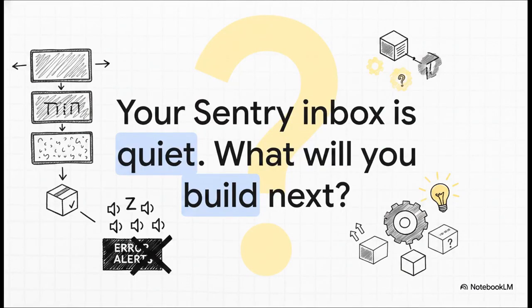So there you have it, 3 layers. Each one catches what the previous one missed. You ship that, and your error alerts, they finally go quiet. Your Sentry inbox is empty. So the only question left is, with all that time you're not spending on bug fixes, what amazing new feature are you going to build next?